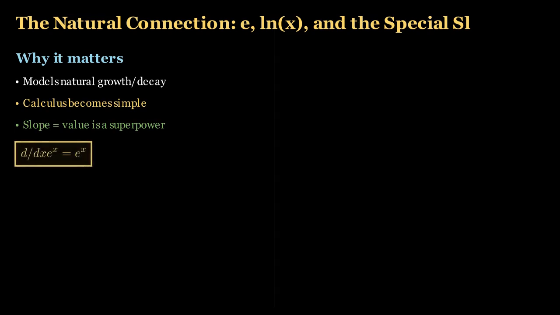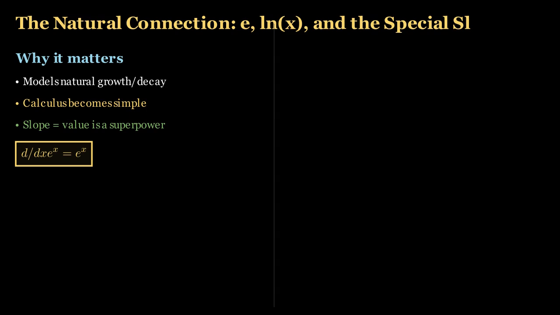This makes calculus incredibly clean. Instead of messy constants, the derivative of e to the x is simply e to the x again. And its inverse, ln of x, has a derivative of 1 over x, which is beautifully simple. This pair unlocks a huge chunk of physics and engineering. So where does e actually come from?